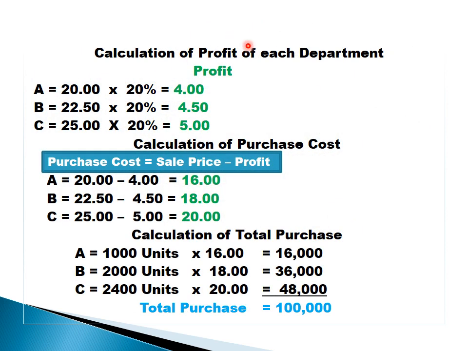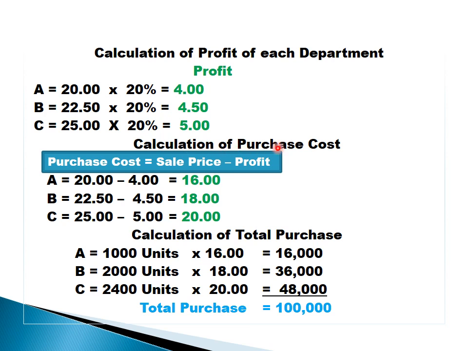So calculation of profit of each department: 20 rupee selling price into 20%, 4 rupee is a profit of A. 22 rupee 50 paisa selling price of B into 20%. So you get 4 rupee 50 paisa profit of B. Like that we get profit of C. So these are the profits of department A, B, C in terms of per unit.